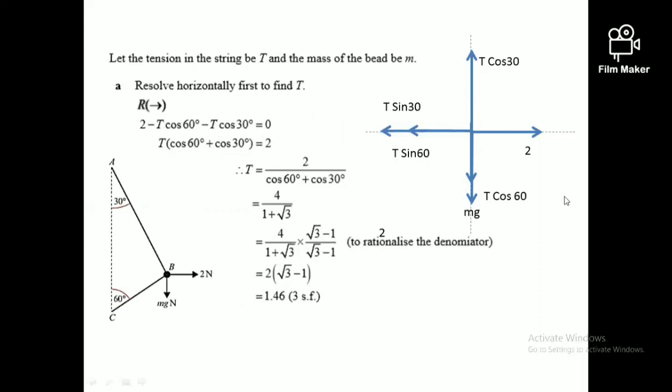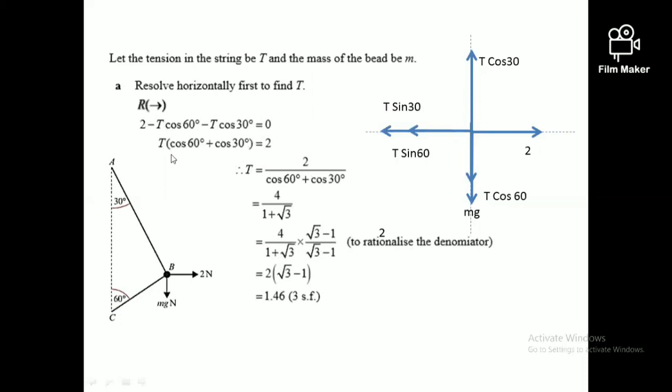Okay. Then if you consider the horizontal equilibrium, what can you say? 2 minus T sin 60 minus T sin 30 equals 0 since it's in equilibrium. Therefore, if I take T out from these two, T times cos 60 plus cos 30 equals 2. What I did was I just brought these two terms to this side. Therefore, this minus turns into plus. Then you get the answer for T as 2 divided by cos 60 plus cos 30.